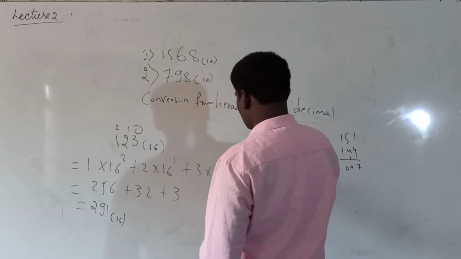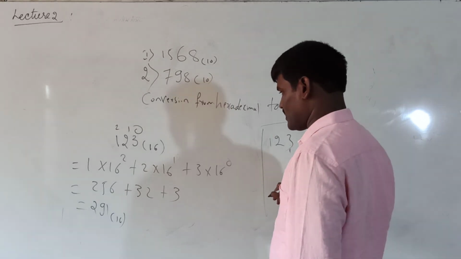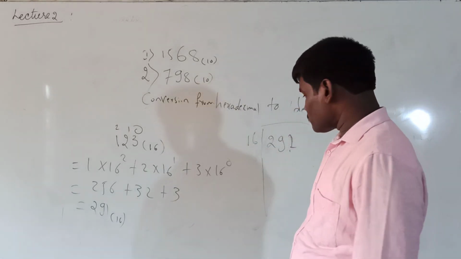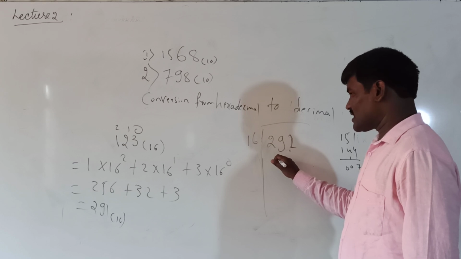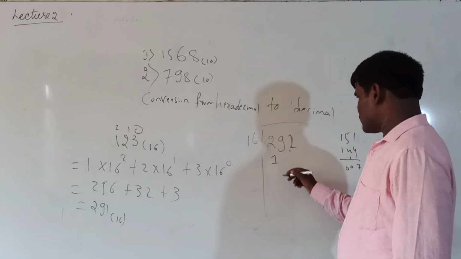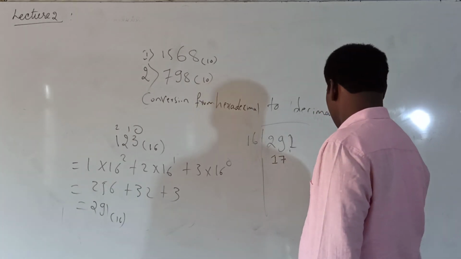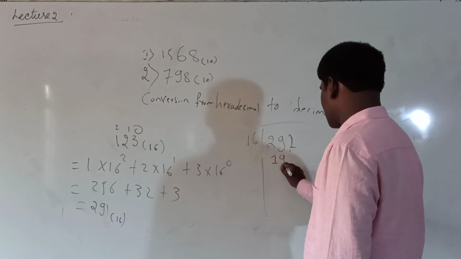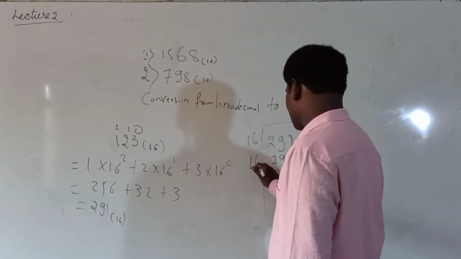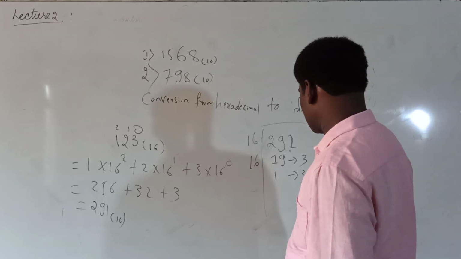Here the 291, sorry. Here the question is 123, 123 or 291, correct? 291, correct, it is 291. 16 ones are 16, 16 twos are 32. 16 nines are 144. Next is 16 ones are 16, remainder is 3.